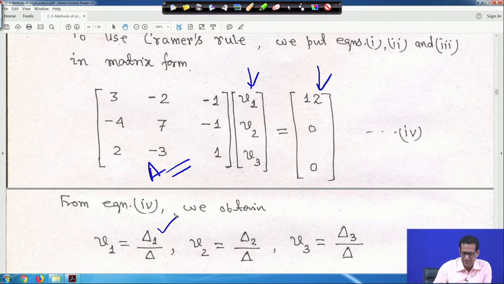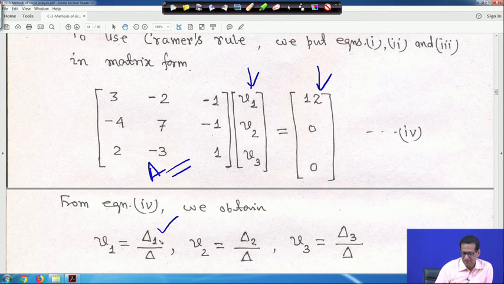Based on that, next is the solution for this. At the time of the explanation of Cramer's rule, the solution we wrote was x1 is equal to delta 1 by delta, x2 is equal to delta 2 by delta, till xn is equal to delta n by delta. So in this case your x is nothing but your V. So here it is V1, V2 and V3.